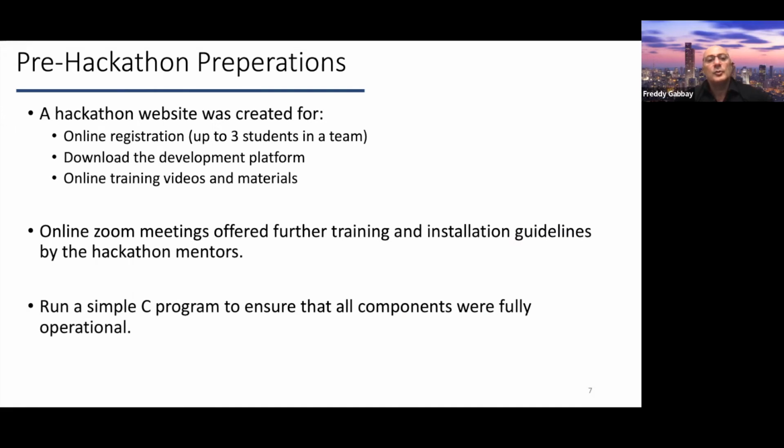Moving next to the pre-hackathon preparation process. A hackathon website was created for all participants. Through the hackathon website, all students could enroll in the hackathon and make their registration, up to 3 students in a team. In addition, they could download the development platform and the RISC-V Verilog model. Also, the website provided online training videos and materials. In addition, we conducted an online Zoom meeting that offered further training and installation guidelines by the hackathon mentor. And finally, all participants were required to run a simple C program to ensure that all components were fully operational.